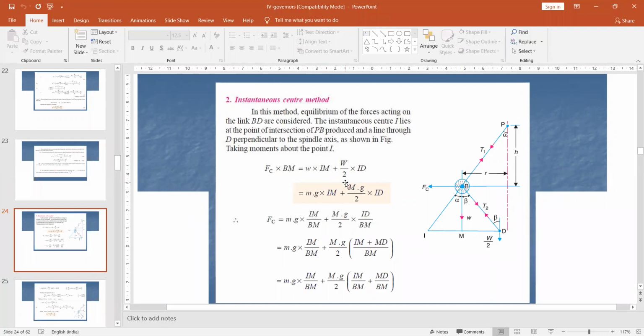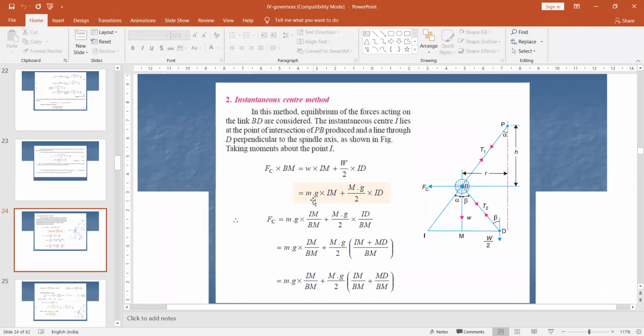What forces are going to give anti-clockwise rotation, and what forces are going to give clockwise rotation. From that basis you may also write the equation. So FC into BM is rotating in the anti-clockwise direction, and these two are rotating in the clockwise direction. So this is one side and these two are the other side.